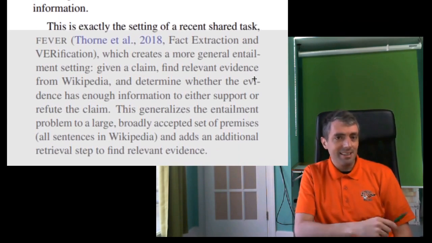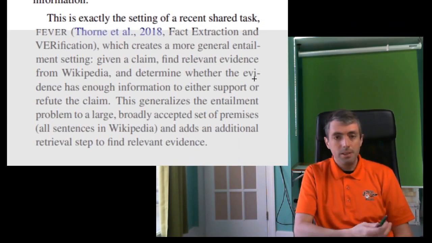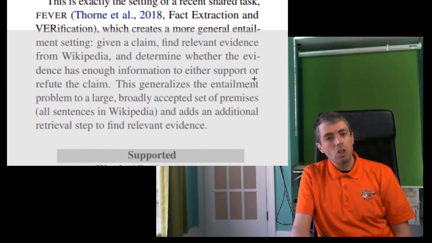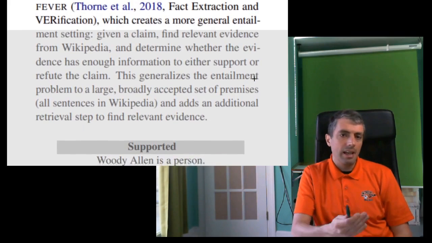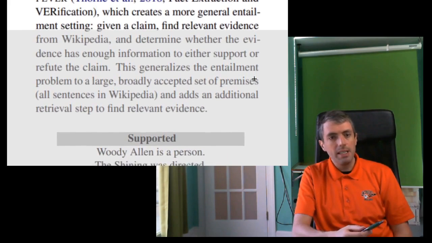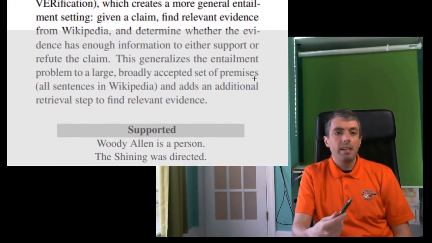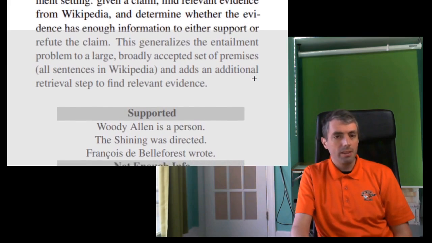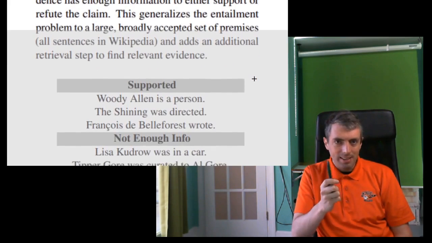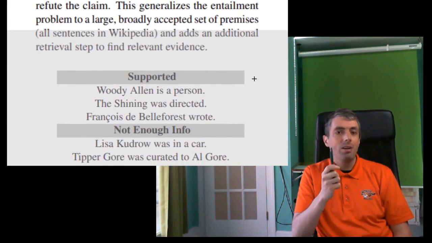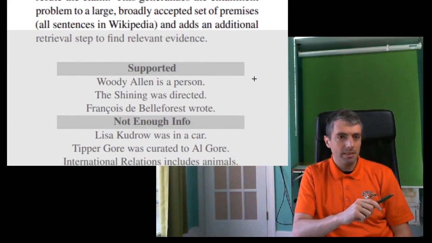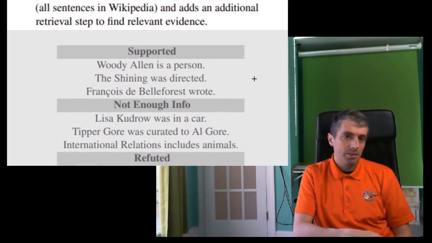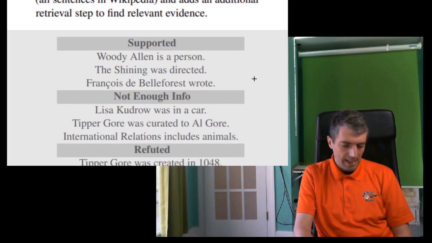This is exactly the setting of a recent shared task, FEVER, fact extraction and verification, which creates a more general entailment setting. Given a claim, find relevant evidence from Wikipedia, and determine whether the evidence has enough information to either support or refute the claim. This generalizes the entailment problem to a large, broadly accepted set of premises, all sentences in Wikipedia, and adds an additional retrieval step to find relevant evidence.